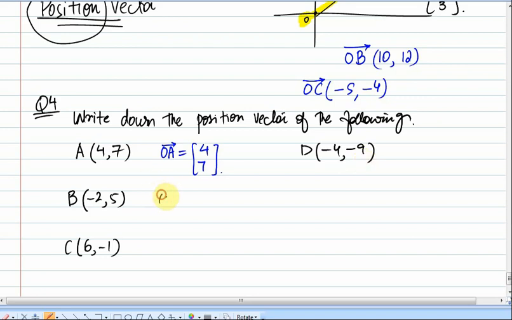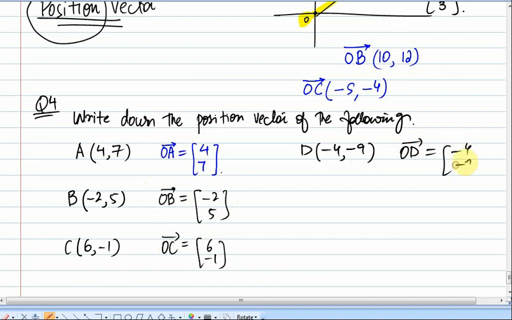Done. So it will be OB, the coordinates or the points are (-2, 5). It will be OC, points are (6, -1). And it will be OD, points are (-4, -1). So now you are giving the position, right? D is just a random point, but OD means the starting point O and the ending point is D. So we have a direction in this case.